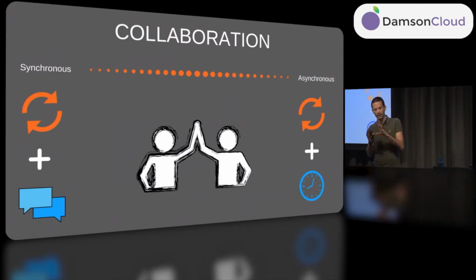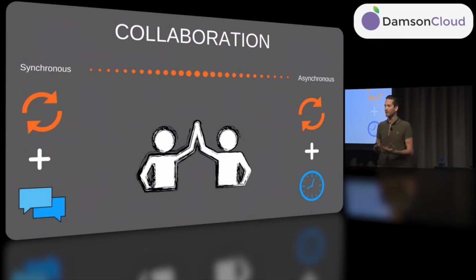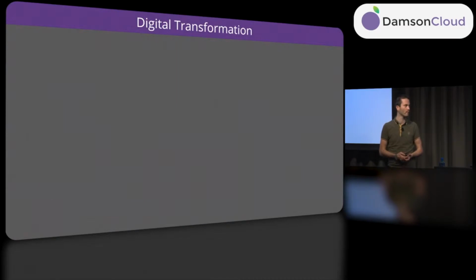And most cloud tools, and particularly G Suite, are trying to push us towards that synchronous collaboration, that live, real-time editing. That's where the kind of magic happens for us. And that's where we begin to break down these silos and barriers that we spoke about earlier.